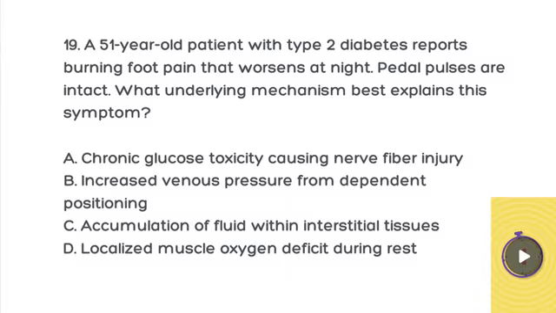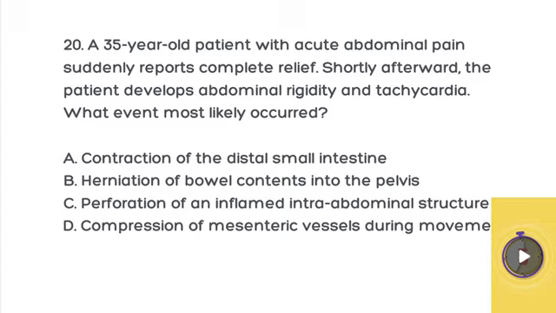Let's go to question number 20, our last question. A 35-year-old patient with acute abdominal pain suddenly reports complete relief. Shortly after, the patient develops abdominal rigidity and tachycardia. What event most likely occurred? 10 seconds.